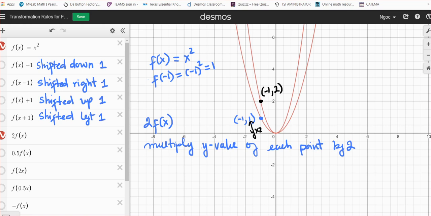So you can see that the graph is getting taller. So we will say this will be vertically stretched. And again, what it means right here is that in this case you are going to multiply each one of the y value of each point by 2 so that the graph is getting taller.